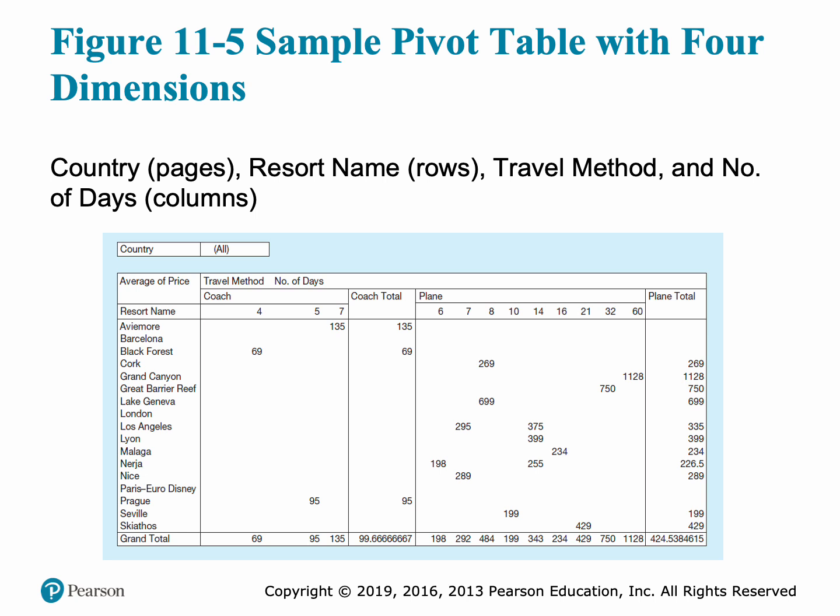In figure 11.5, the columns include two dimensions, travel method and number of days. The rows show the 1-dimension resort name, and the pages now show 1-dimension, that is country.